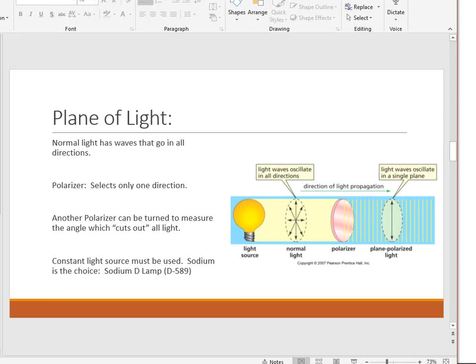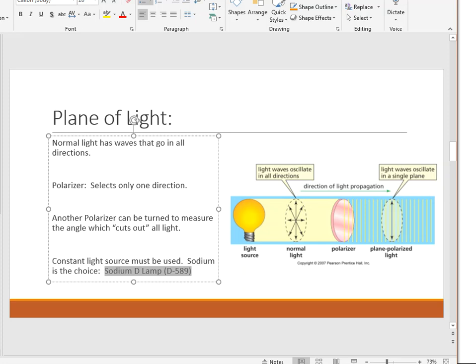And the same thing is going to have to happen here. We have this light source, and this light source is shown in all directions. So if we use a normal light from a light source like a normal light bulb in your house, then we're going to have problems. There's going to be variables that we need to take care of. So in order to do that, what they decide to do with the polarimeter is they choose what we call a sodium D lamp. And that D basically represents the wavelength of 589. Okay, so that wavelength of 589 is good because that means that that light bulb is only going to give me one wavelength, and that is it.